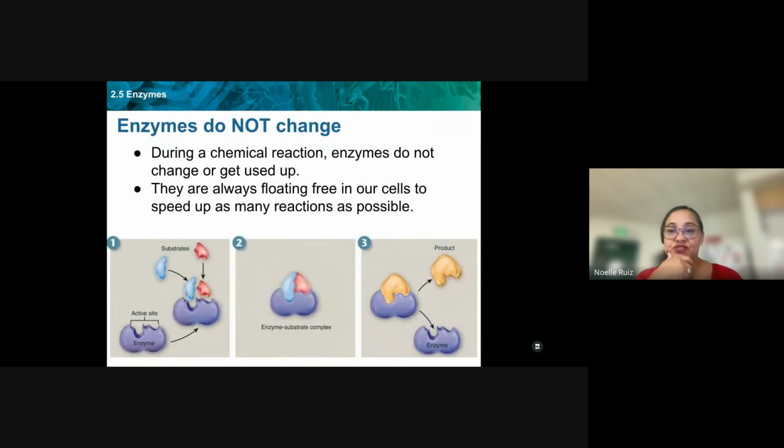Enzymes themselves do not change. So during a chemical reaction, as you saw in the last slide with the GIFs, it's not the enzyme that changed. It's the substrate that came in and either got broken apart or put together, not the enzyme. Enzymes are always floating free in our bodies to speed up as many chemical reactions as they can.